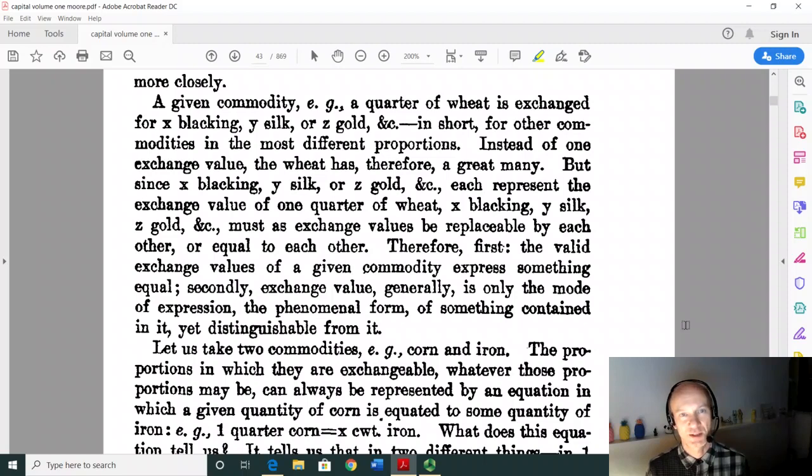Well, we have to read this, I guess. A given commodity, such as a quarter of wheat, a quarter is a measurement of wheat, is exchanged for a certain quantity of blacking. I think blacking is a kind of substance used for making things black, such as shoes. Y amount of silk or Z amount of gold, etc. In short, for other commodities in the most different proportions.